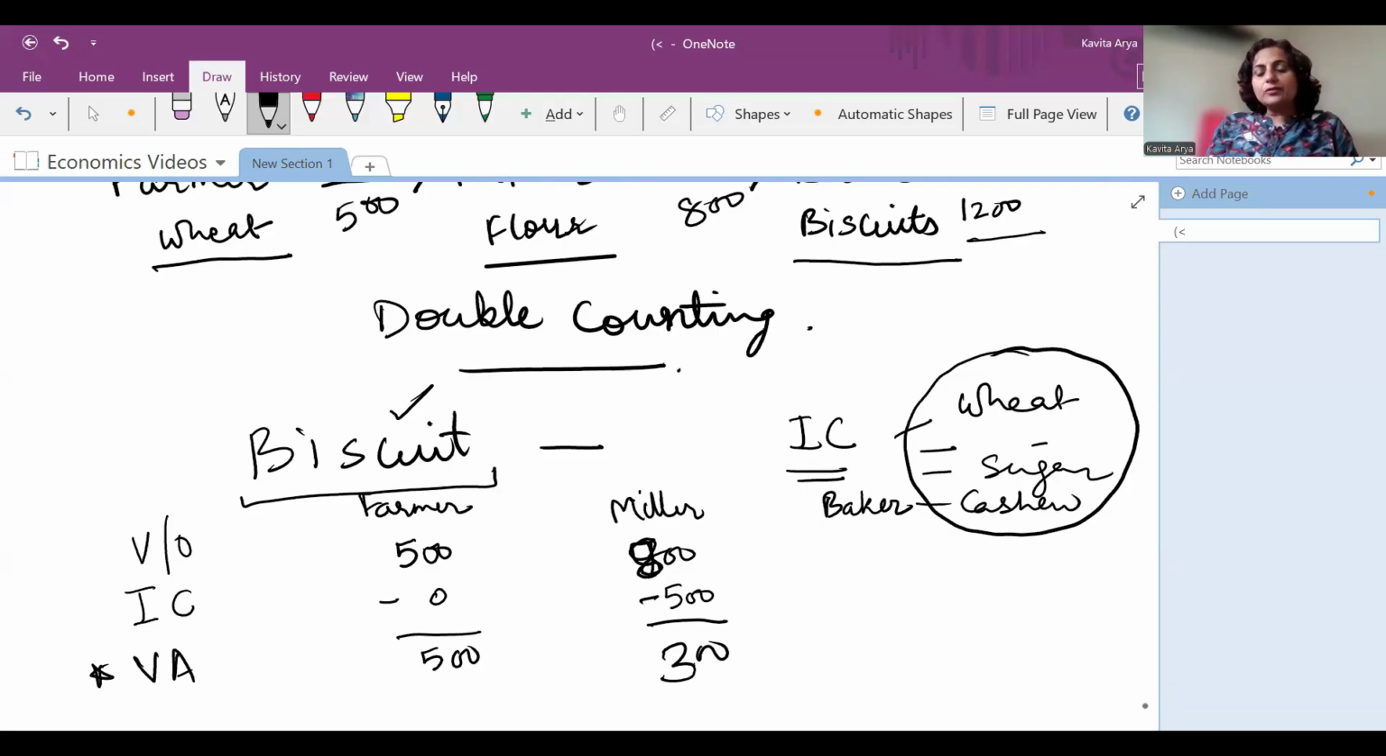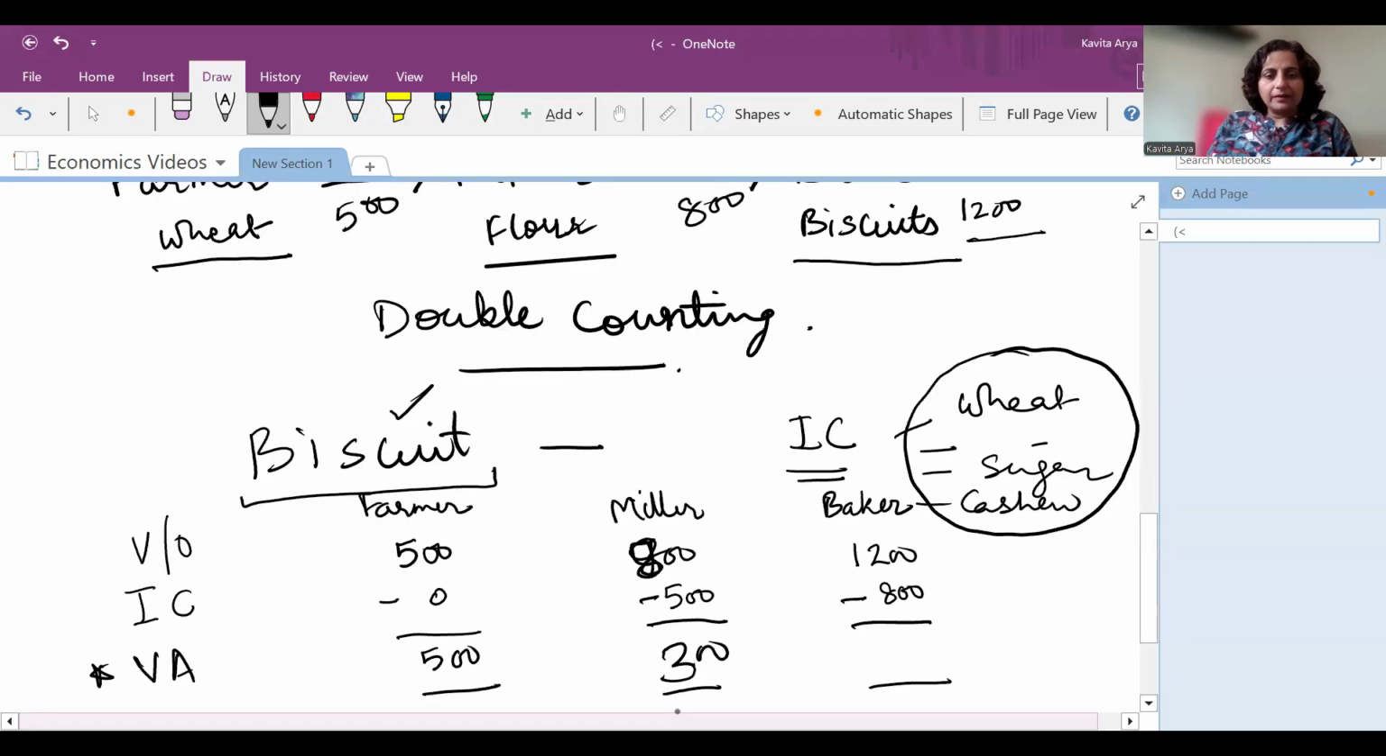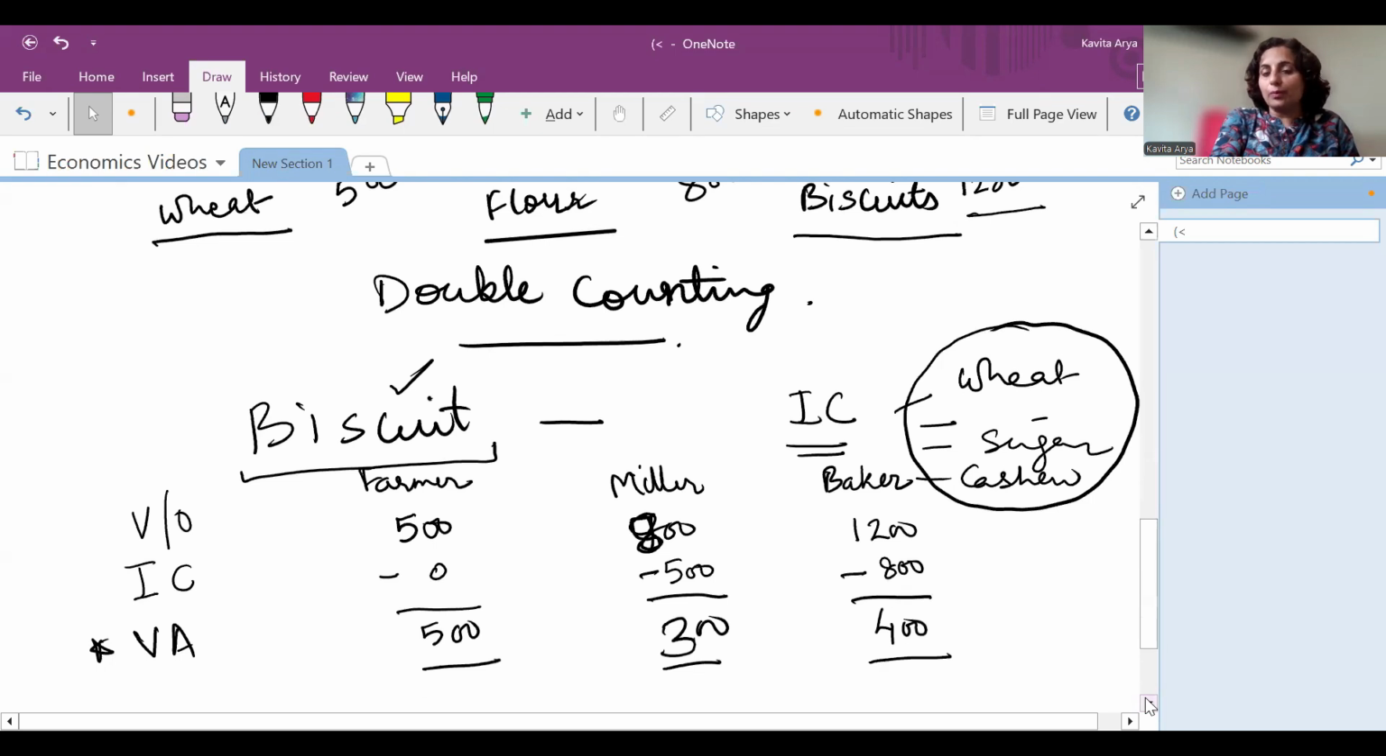Then the miller sold his output to the baker. So that becomes the baker's intermediate cost. But what did he make? He made the biscuits worth rupees 1200. Right. So what is the value added by the baker? That is 1200 minus 800. That gives you 400.